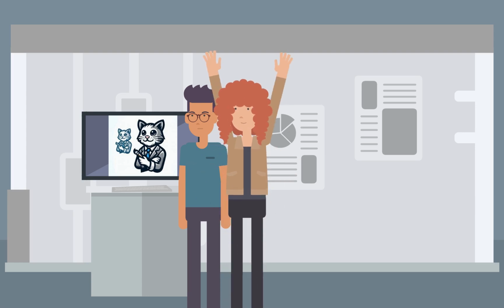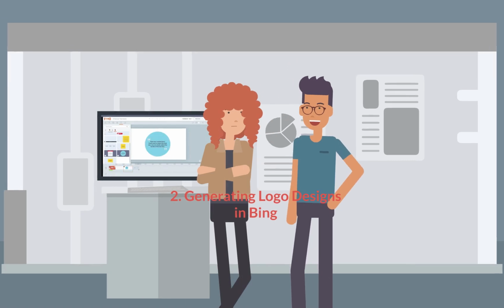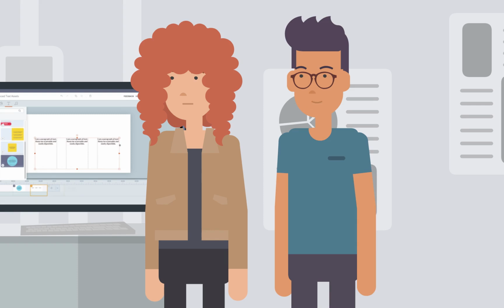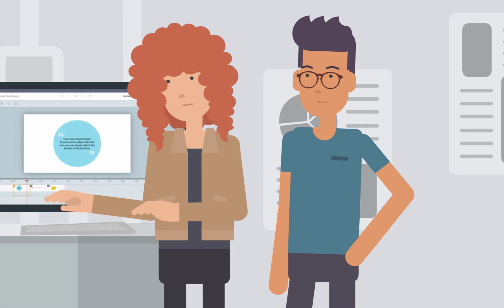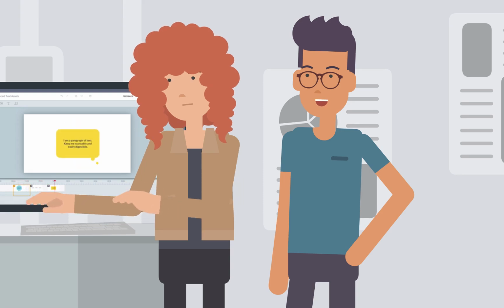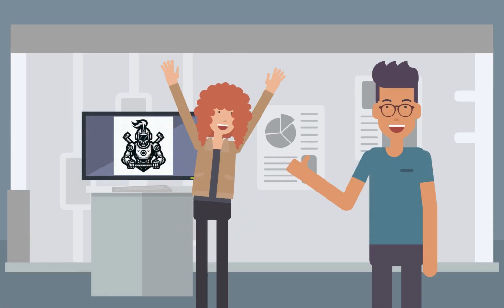Whoa! So words basically become pictures? 2. Generating logo designs in Bing. Bing can help generate logo ideas quickly, even if it's not a dedicated logo tool. You can try something like a mascot logo of a robot, outline, black and white. Cool, so I just describe the look I want with the right keywords?